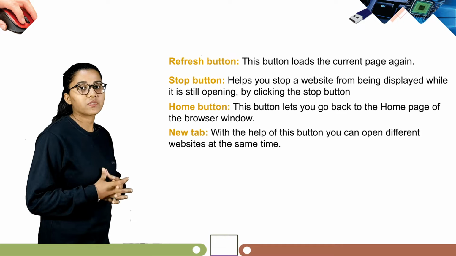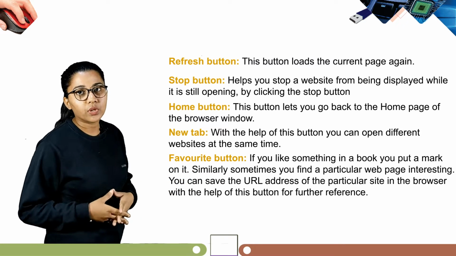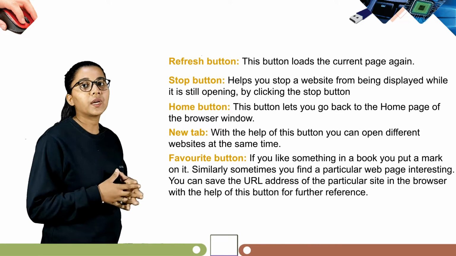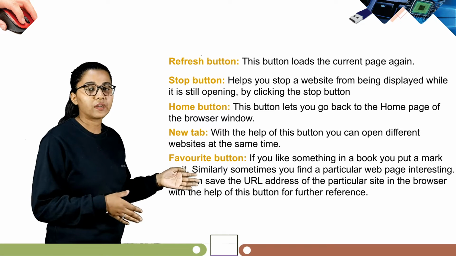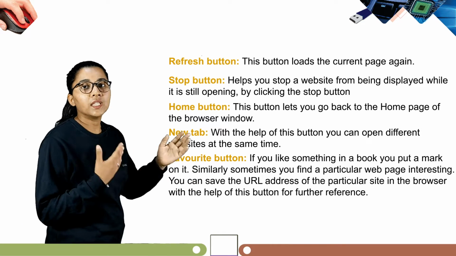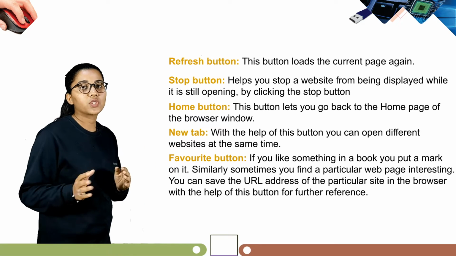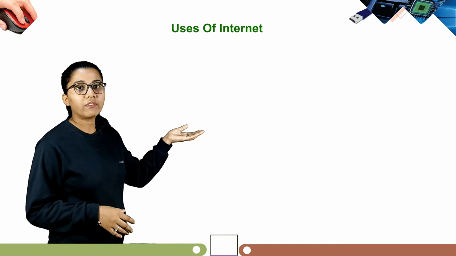Now next we have the favorite button. If you like something in a book, you put a mark on it. Similarly, sometimes you find a particular web page interesting. You can save the URL address of the particular site in the browser with the help of this button for future reference.